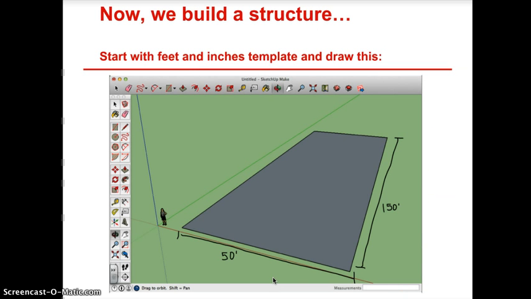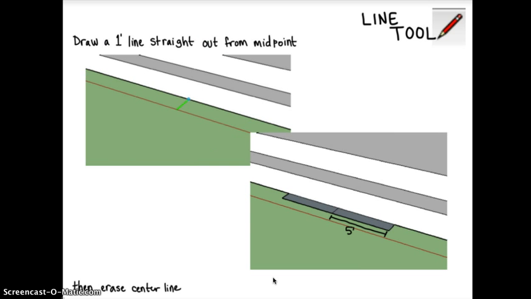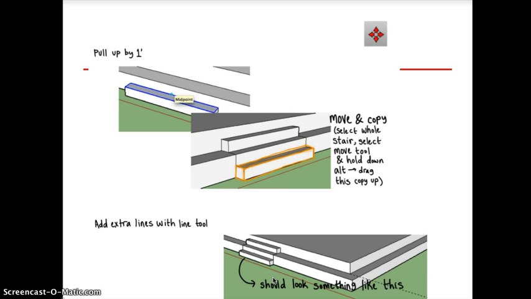Now, building a structure, you're going to build a 50 feet by 100 feet rectangle using the rectangle button. Then you're going to pull up 2 feet and create a 2-foot offset. Then after this, you're going to make stairs. Okay? You'll draw a 1 foot line straight out from the midpoint, then erase the center line. You'll pull up by 1 and add an extra line tool. All right? Let me show you how to do this.